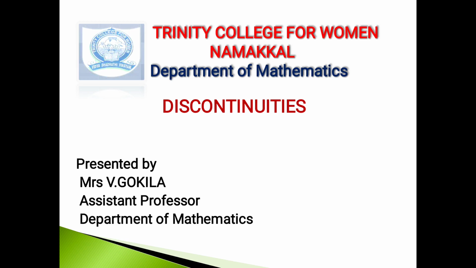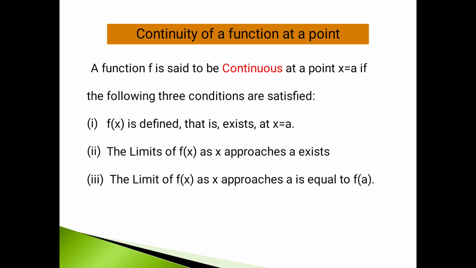So before going to the topic, first we discuss the concept of continuity. The first definition is continuity of a function at a point. A function f is said to be continuous at a point x equals a if the following three conditions are satisfied. First, f of x is defined, that is, exists at x equals a. Second, the limit of f of x as x approaches a exists. And third, the limit of f of x as x approaches a is equal to f of a. So these are the three conditions for the function f to be continuous at the point x equals a.